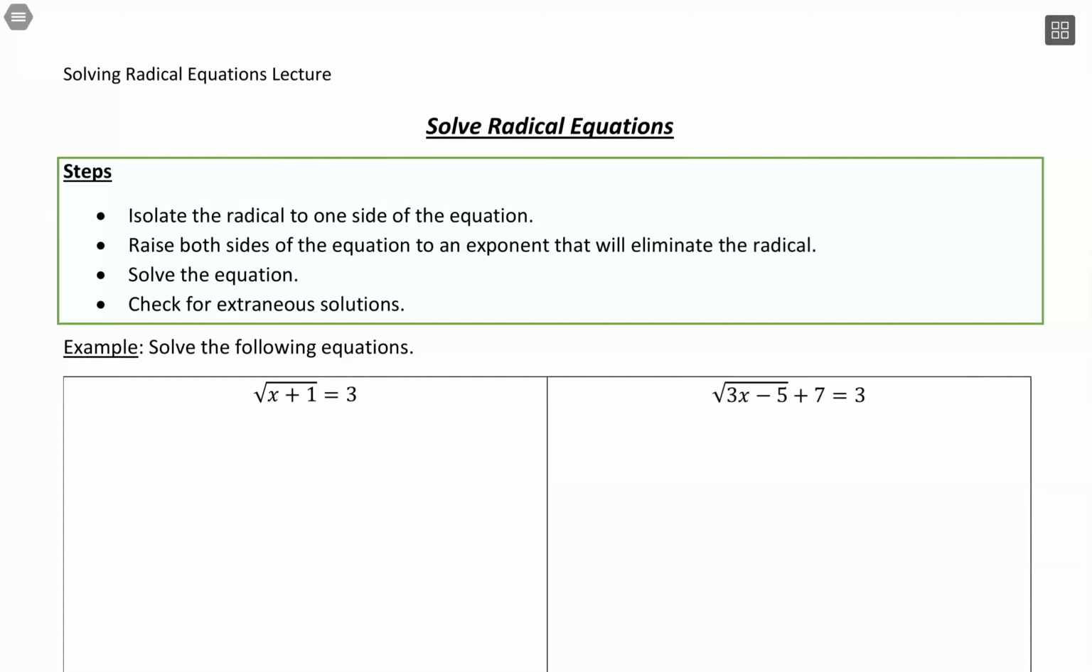So we're going to look at solving radical equations in two stages. In this first stage, it's just going to be with a single radical that we're starting with, and then in the next video we'll cover what if there are two radicals.